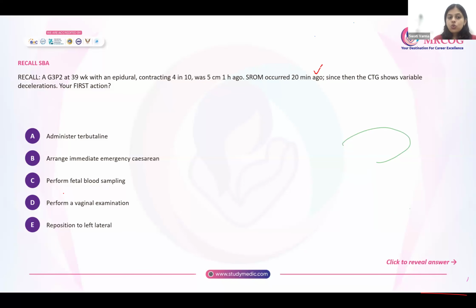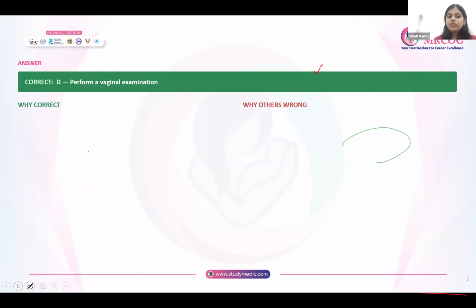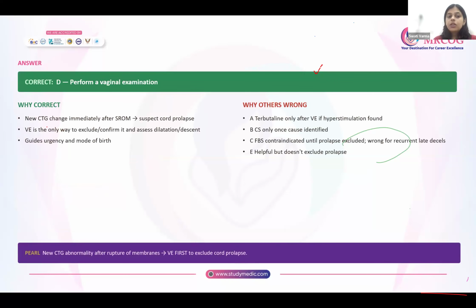Okay, so we will look for that in our options. Perform a vaginal examination should be our preferred choice. Why? Because we will rule out cord prolapse. New CTG change immediately after spontaneous rupture of membranes, we need to suspect cord prolapse and rule it out. Vaginal examination is the only way to exclude or confirm it and assess the dilatation and descent also.